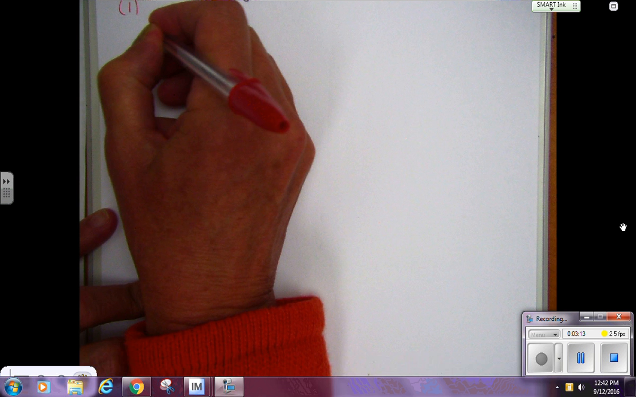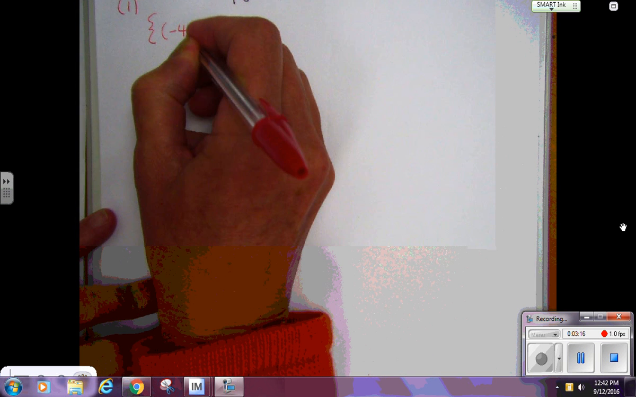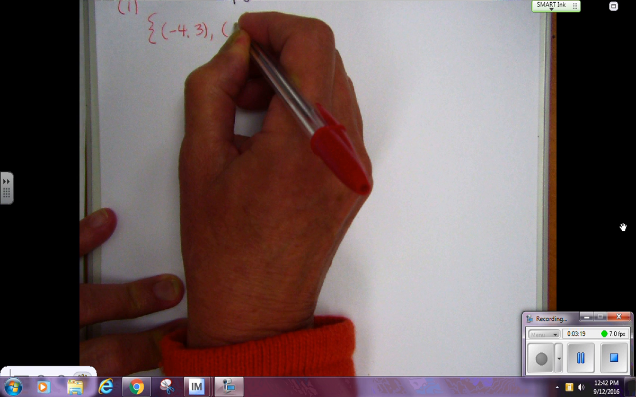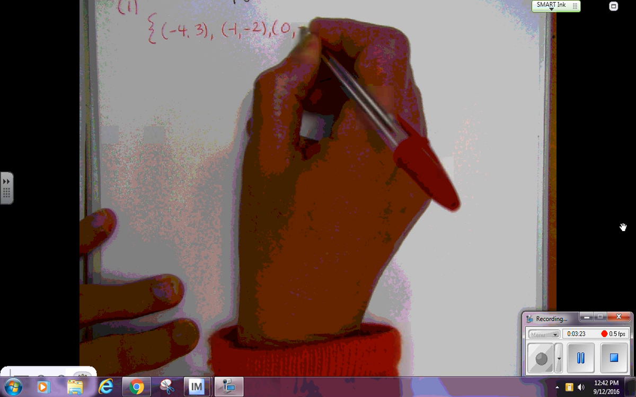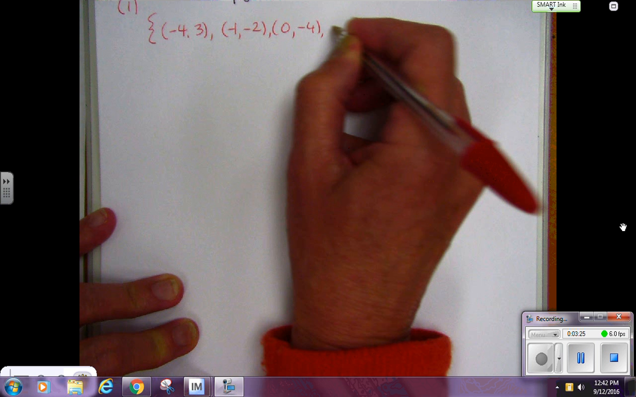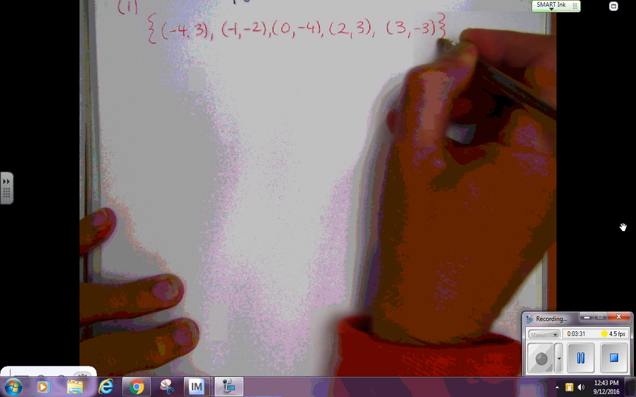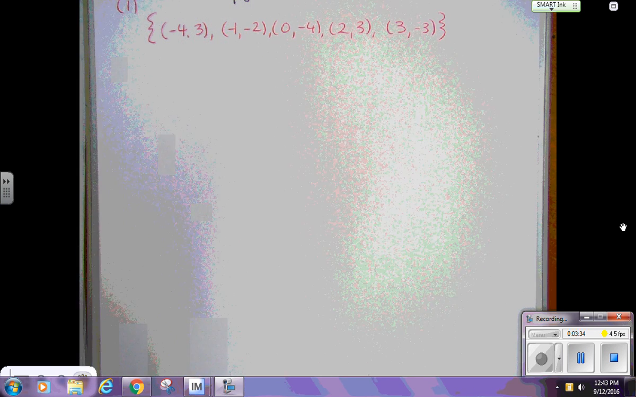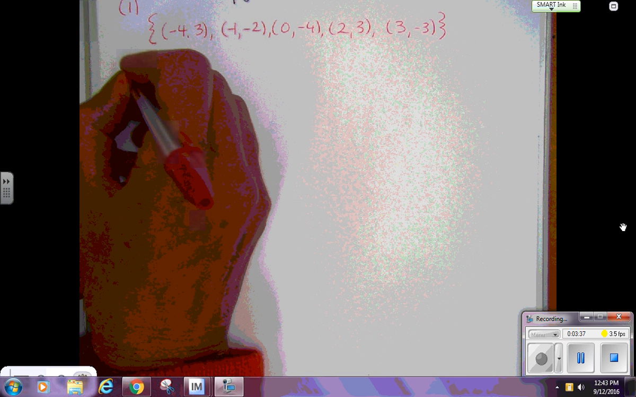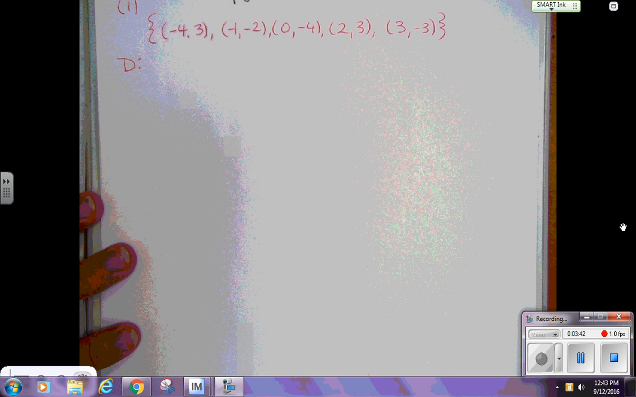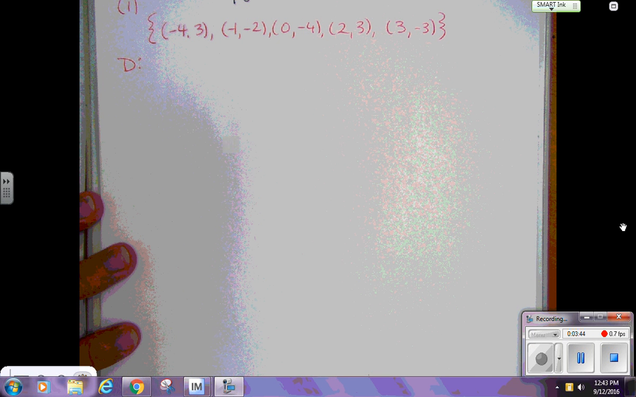So on number 1, they give you a set of points: (-4, 3), (-1, -2), (0, -4), (2, 3), and (3, -3). And they want you to write the domain and the range and then tell if it's a function. So your domain, I'm just going to denote that with a capital D, so you don't have to write out domain and range every time. You can just use a capital D for domain, capital R for range.